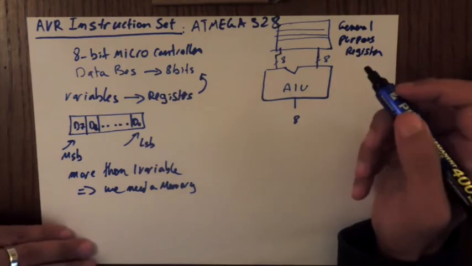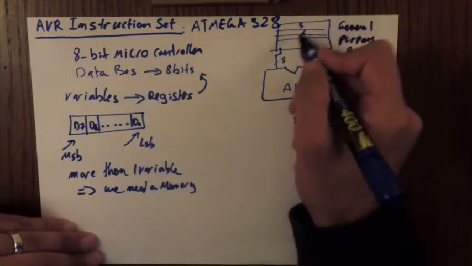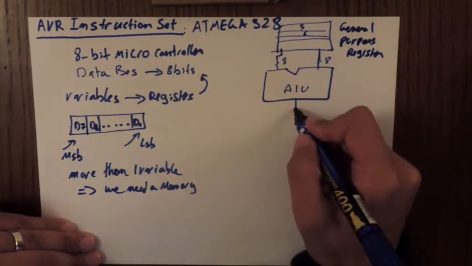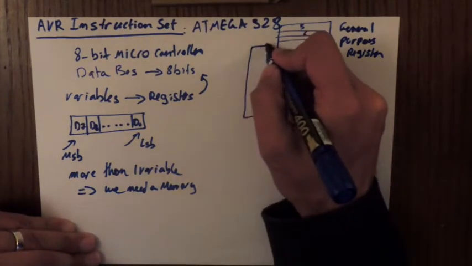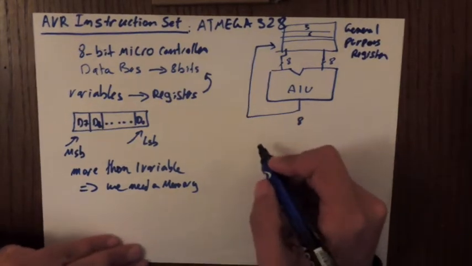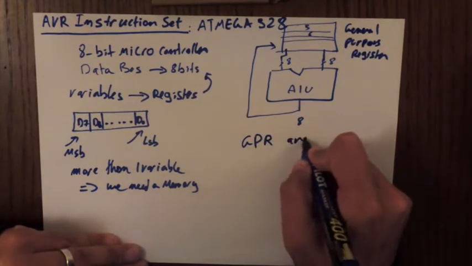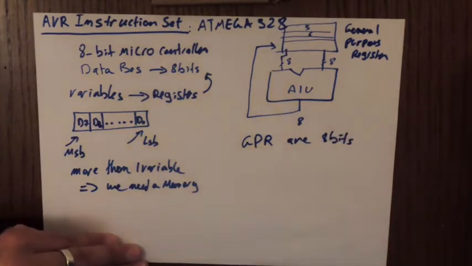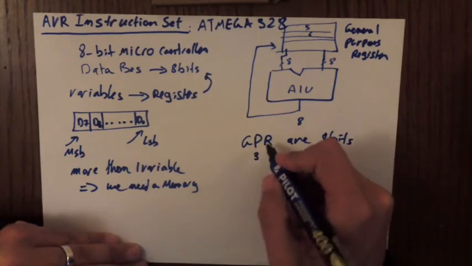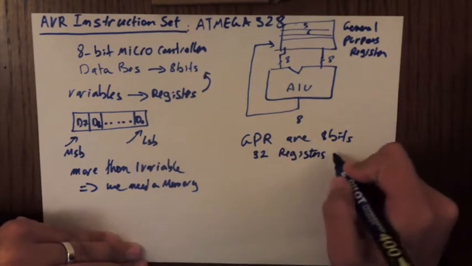So of course, let's say I want to add two numbers. I have 5 here and 6 here. 5 will come from here, 6 will come from here. They will be added, and of course the result should be saved again in our variable list. So general purpose registers, which I'm going to abbreviate as GPRs, are 8 bits, and in the case of the ATmega they are 32 registers to be used.